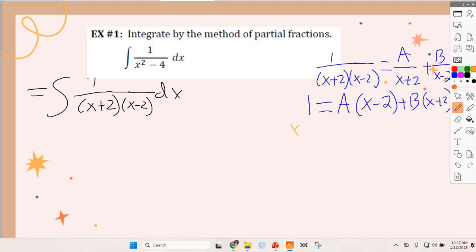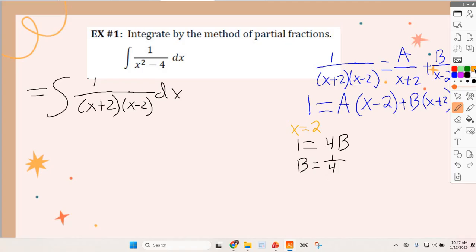Cool. So I don't have anything to plug in on the left hand side, so it's just going to be 1. Equals, if I plug in 2, 2 minus 2 gives me 0, so my A is going to go away. 2 plus 2 gives us 4, so we get a 4B. Yeah, okay, so what does B equal? 1/4.